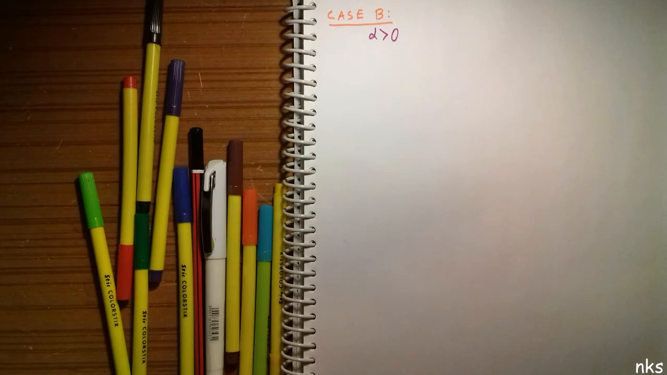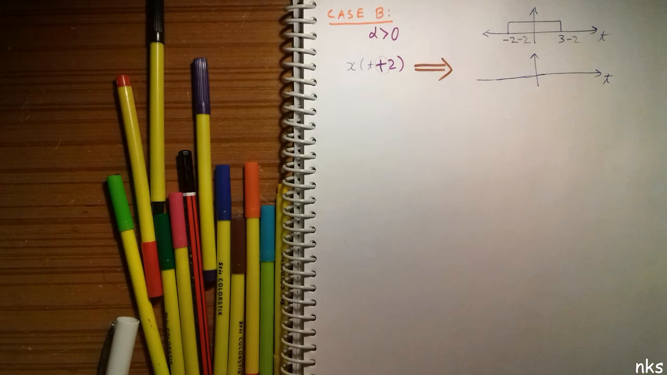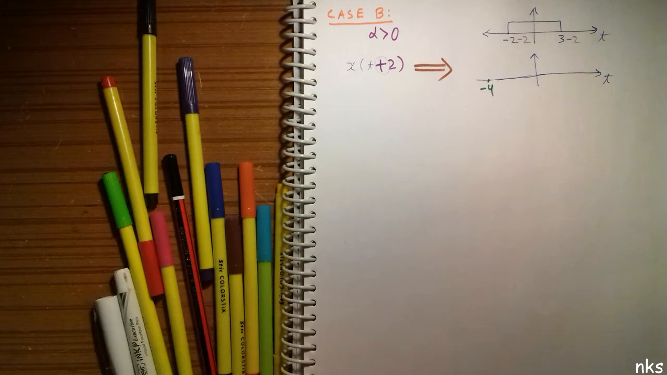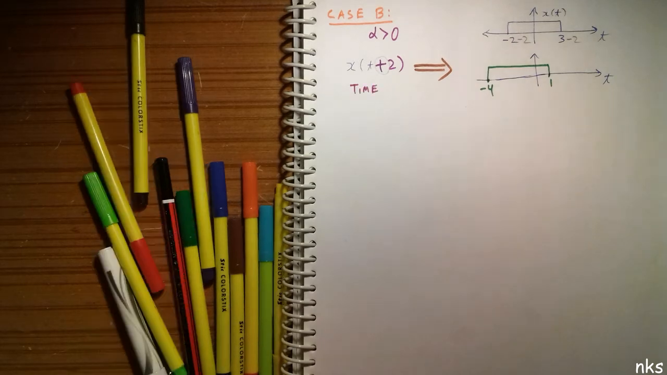Case B, alpha greater than 0. So again I am drawing x of t. Now I have to perform x of t plus 2. So here it is plus, so we will subtract. That is minus 2 and 3 minus 2, as shown on the screen with pencil. So the new points are minus 2 minus 2, that is minus 4, and 3 minus 2, 1. So we get the signal like this. I hope you got it. And this is known as time advance. As you can see, the signal is advanced. Previously it was starting from minus 2, now it is starting from minus 4.